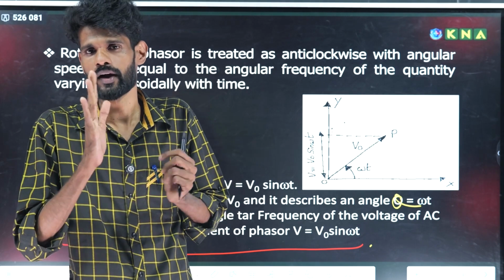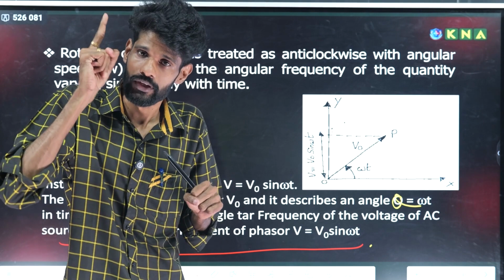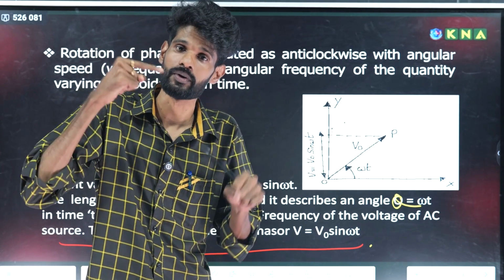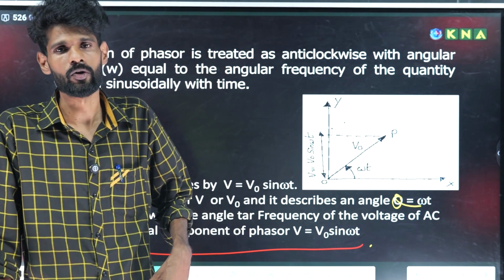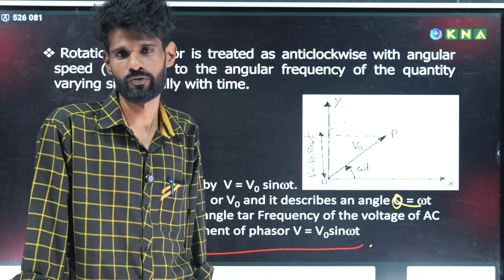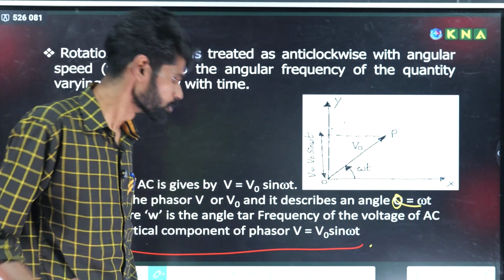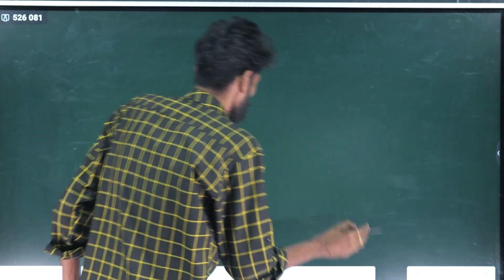So the instantaneous value of AC is represented by a vector of length equal to the amplitude of the quantity, and it rotates in the anti-clockwise direction. The vertical component of that vector is equal to V naught sin omega t. So that method is used to represent alternating quantities.